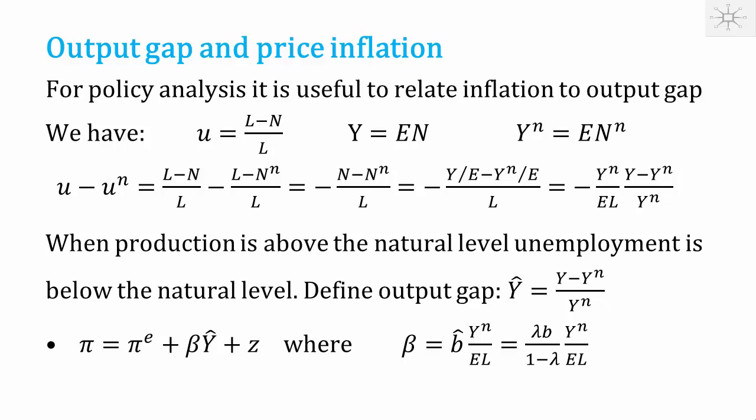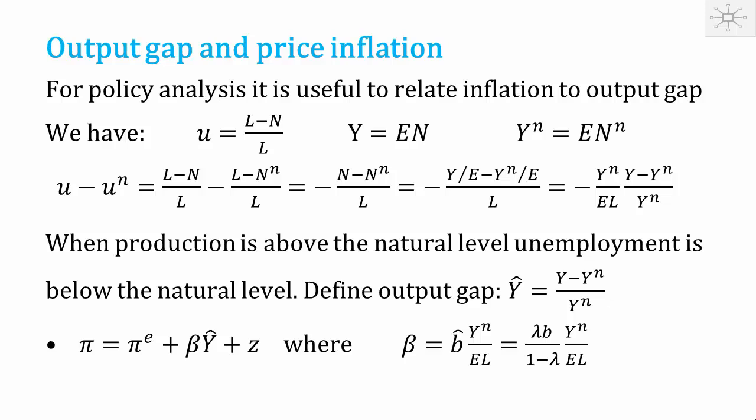But when we look at economic policy, it is useful to write the Phillips curve in terms of the output gap and price inflation. Because when we look at policy, we look at production and how monetary and fiscal policy affect production. And then it's interesting to see how production and inflation are related. So in order to get to production, we use the production function. And the intuition is, of course, that if unemployment is low, then employment is high, so production is high.